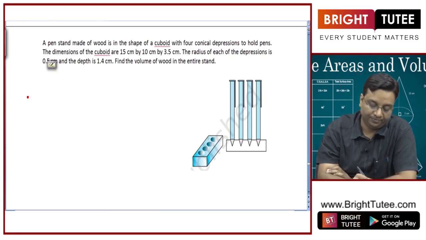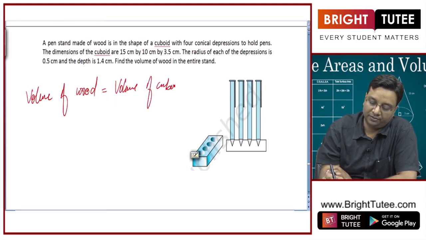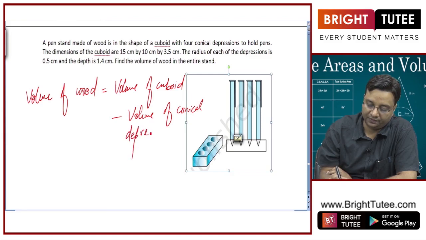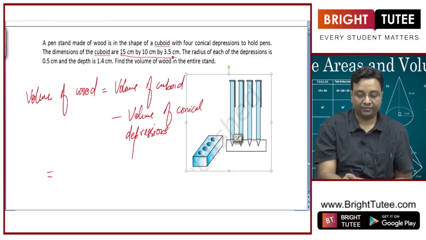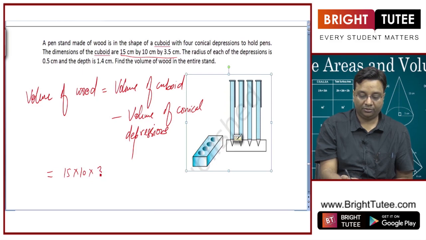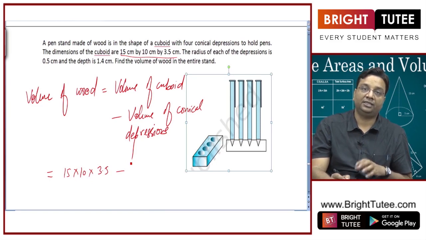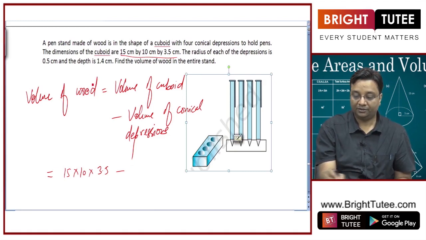So volume of wood is equal to volume of cuboid minus volume of conical depressions. What is the volume of cuboid? Dimensions are already given, which is 15 into 10 into 3.5 minus volume of conical depressions. What is the volume of one conical depression? It is 1 by 3 pi r squared h, where r is radius and h is height, and we have got how many depressions? 4 conical depressions.